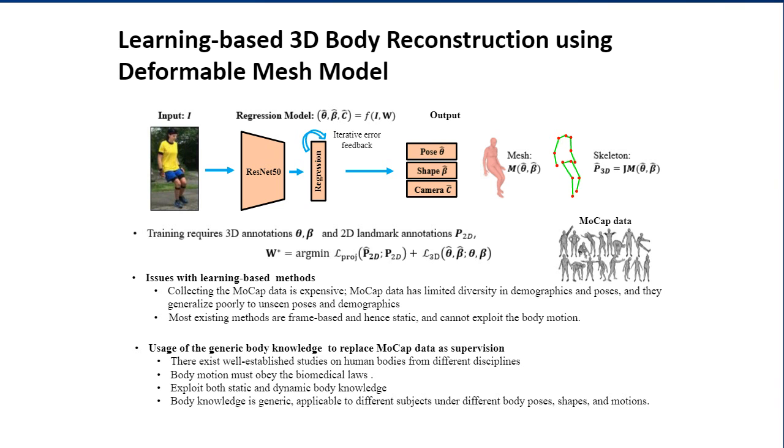In addition, the existing methods are typically frame-based. They ignore the dynamics in the body motion. So what we try to do is use generic body knowledge to replace the 3D annotation from motion capture as the supervision to train the model. We have generic static body knowledge, and we also have dynamic body knowledge. We will use both as supervision, right? And because this knowledge is generic and applicable to different body shapes and different people, it can generalize better than using the 3D motion capture data.